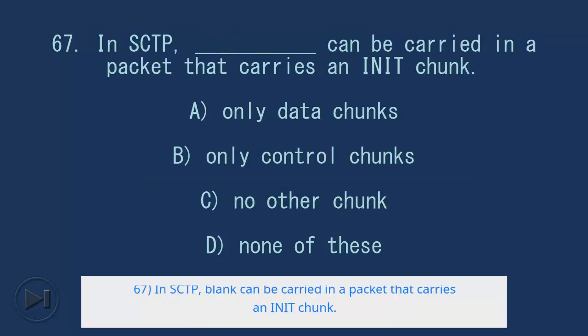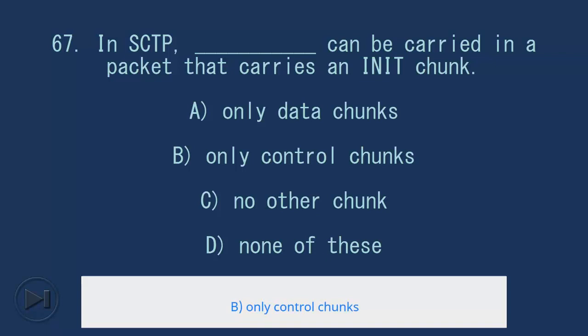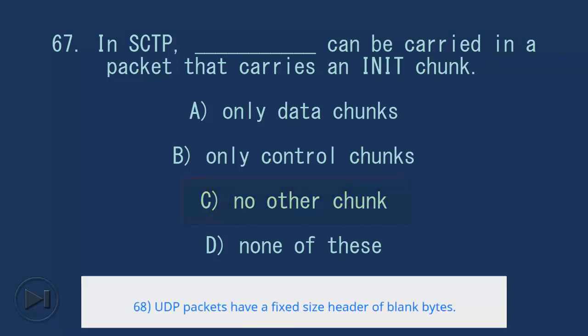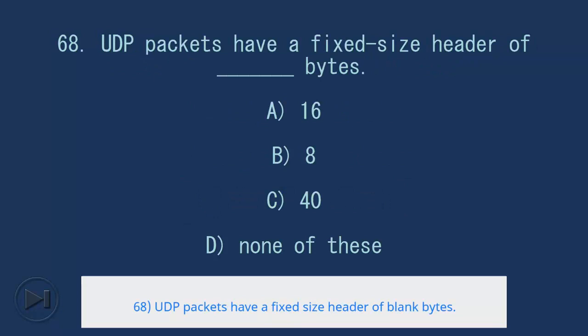67. In SCTP, blank can be carried in a packet that carries an INIT chunk. A, only data chunks. B, only control chunks. C, no other chunk. D, none of these. Answer, C, no other chunk.